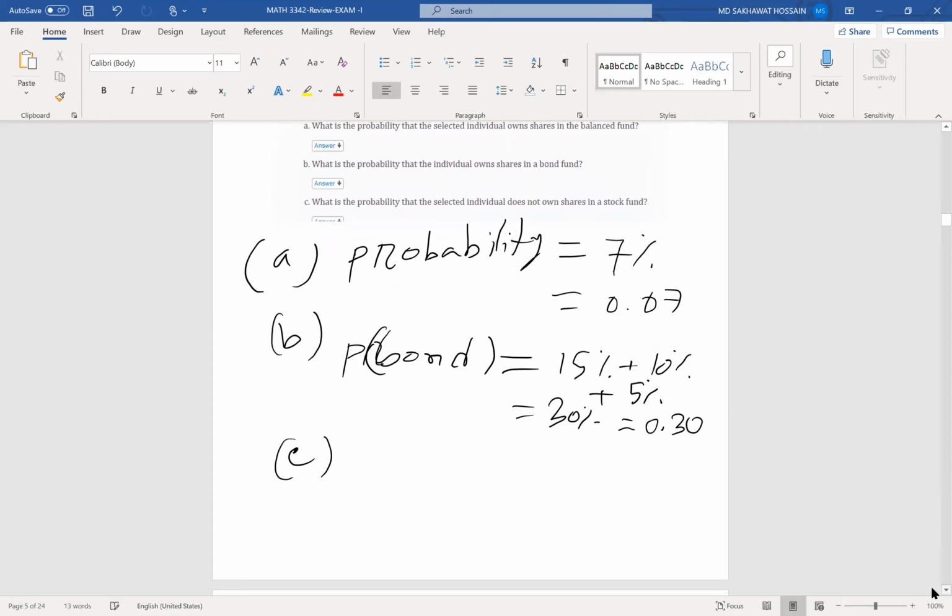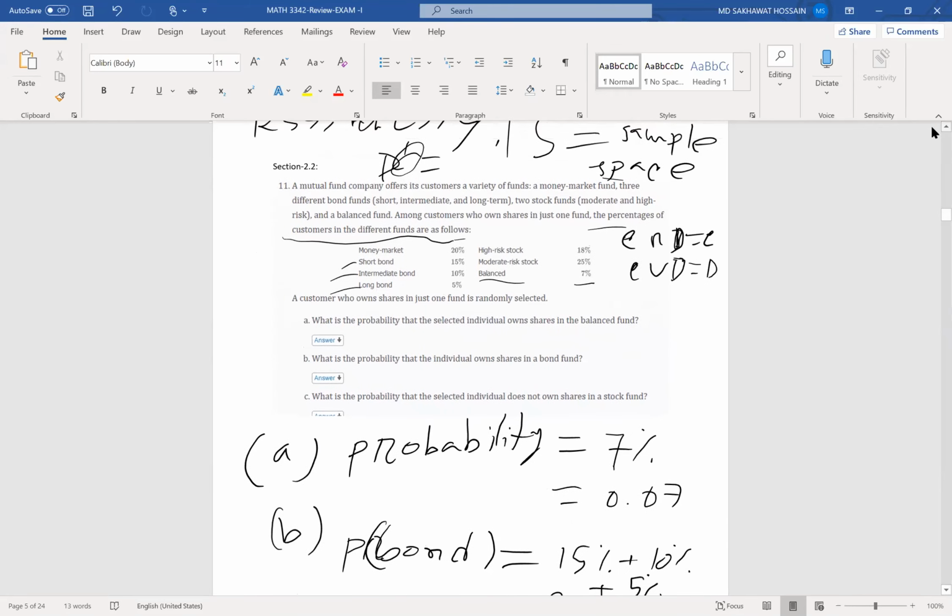In part C, what is the probability that the selected individual doesn't own shares in a stock fund? Not a stock fund, so that's the complement of stock. One way is you can find the probability for the stock fund and subtract it from 1. The other way is you can calculate the probability for the non-stock funds.